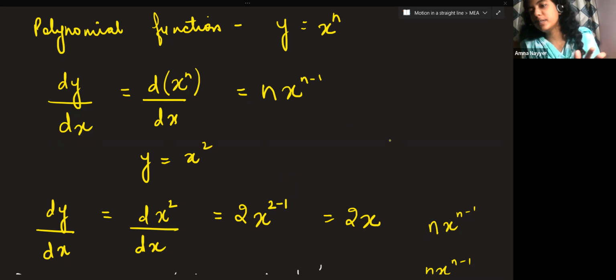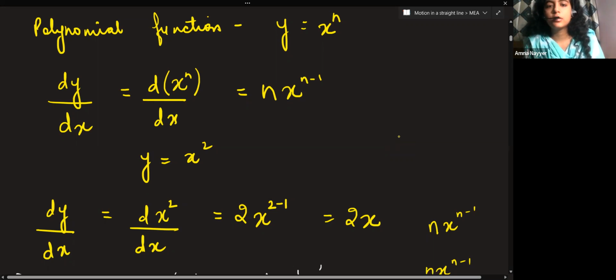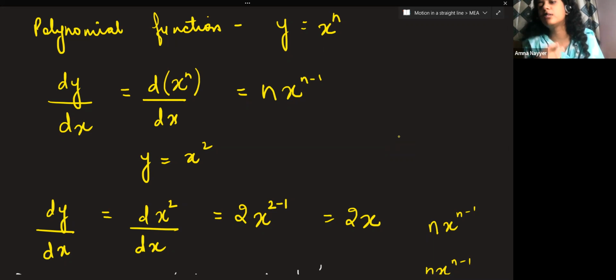So in the last class, we had started with differentiation. So we'll continue with differentiation only. This was the general formula for how to differentiate any variable. If you're differentiating y with respect to x, then you write n x to the power n minus 1, meaning whatever is the power gets subtracted by 1.